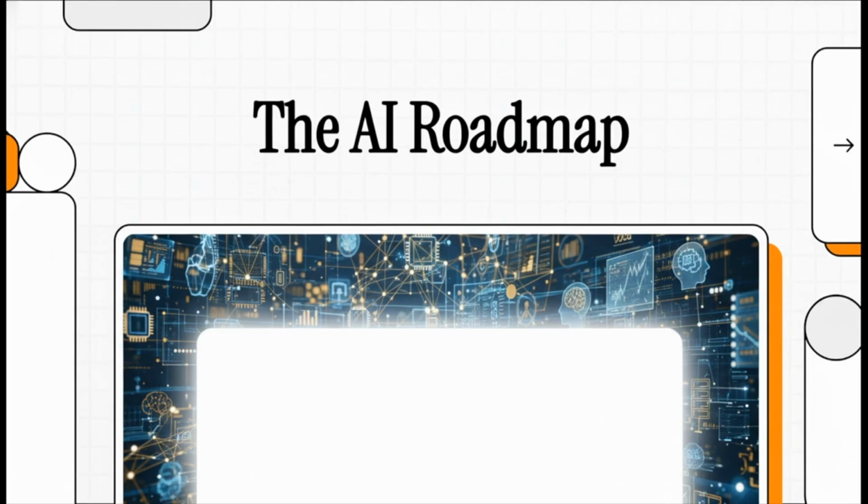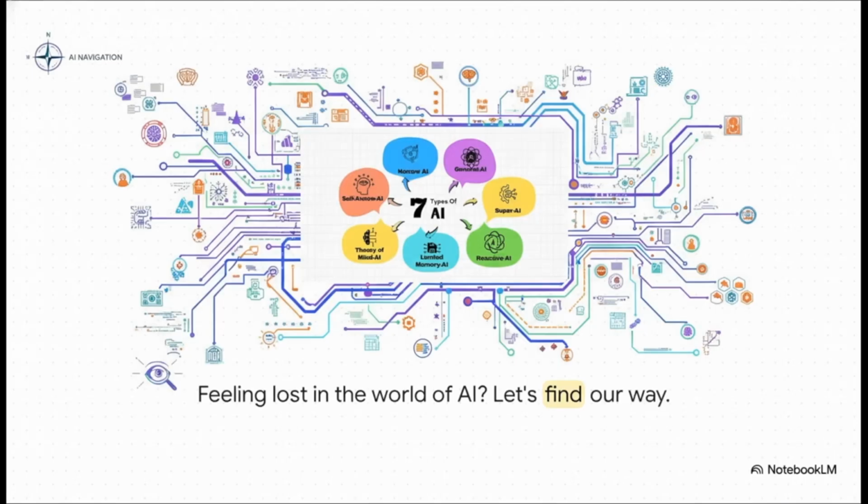Welcome to The Explainer. Today, we're going to try and build a really simple, clear roadmap to help us all navigate the, let's face it, pretty complex and fascinating world of artificial intelligence. So, have you ever felt just a little bit overwhelmed by all the different terms for AI flying around? Narrow AI, AGI, self-awareness. What does it all mean? Well, if you have, you are definitely not alone.